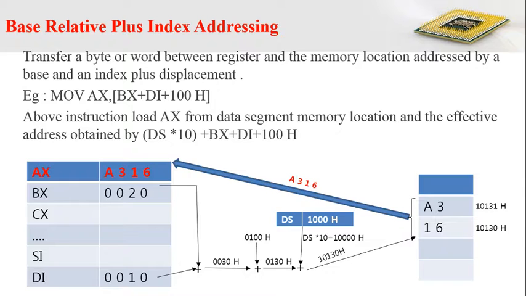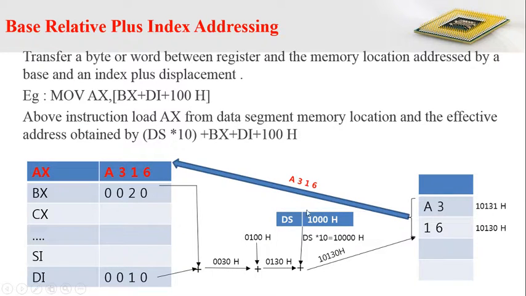So how can we calculate the exact physical address? Multiply the data segment register content by 10, then add the base register content, the index register content, and this direct displacement value available here. After this multiplication and addition operation, we generate the exact 20-bit physical address location, from where we can transfer data to our 16-bit AX register.